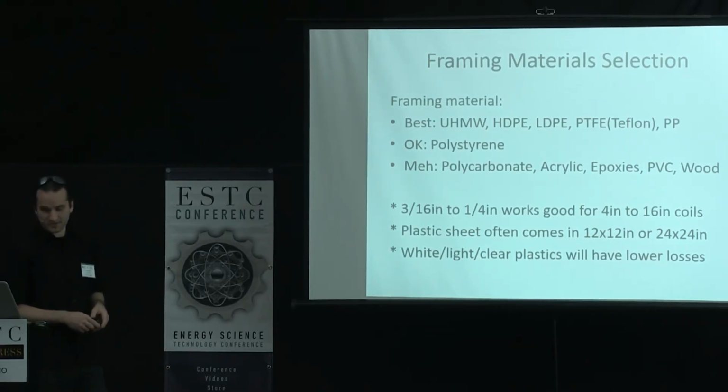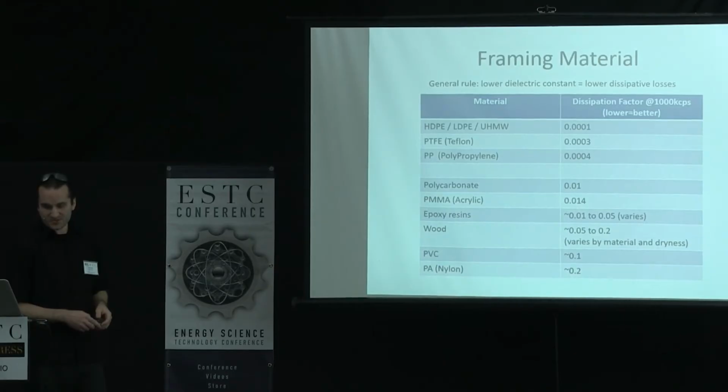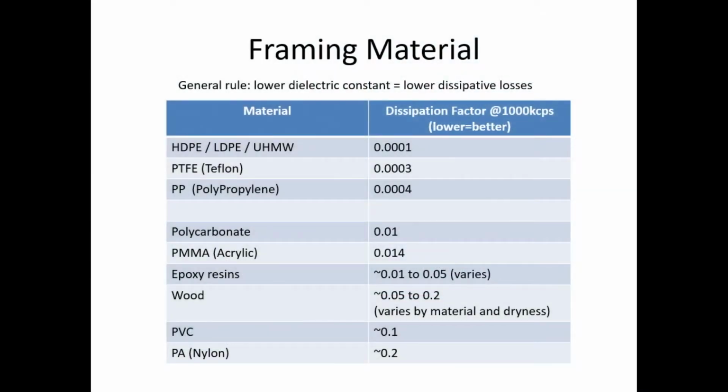And then white or clear plastics tend to work better because they don't have the extra materials that darken them up, which tend to be carbon that lowers the frequency and lowers the characteristics. So white is usually the best to go for. Framing material, this took some time to develop, but it's explaining basically the same thing. The dissipation factor is the dielectric loss tangent, which is the long way of saying how much is lost over time in a Tesla type system.